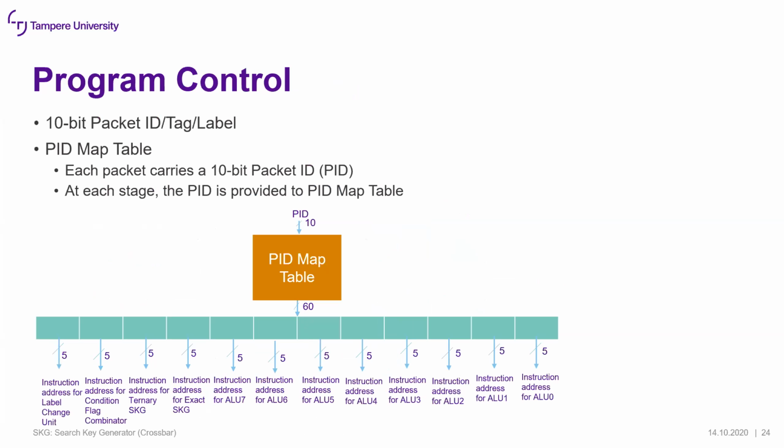Then for program control, there is a 10-bit packet ID, also referred to as a tag or a label. First it is assigned by the parser. At each stage, it is submitted to a packet ID map table that as output provides a 60-bit value, which is the aggregate of the program counter values for the instruction memory of each of the functional units. So each functional unit in each stage has its own independent instruction memory.